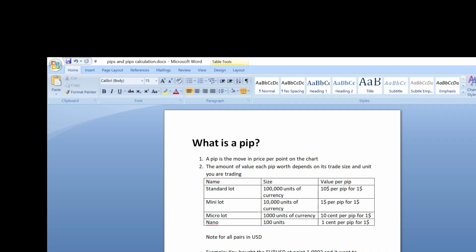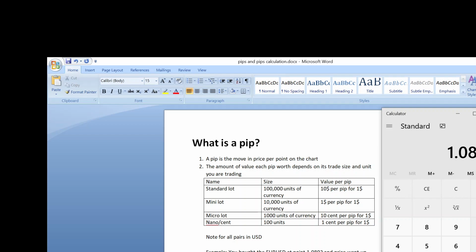1.0902 minus 1.0802. So you can see the amount of pips that happened was 0.01. And remember, one pip is 0.0001. Let me include it here.